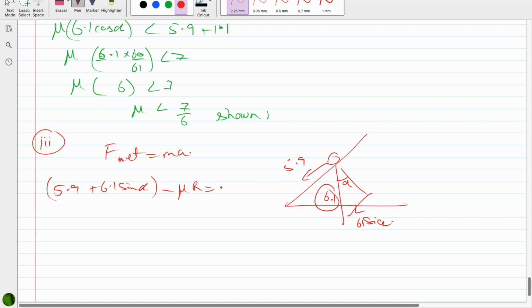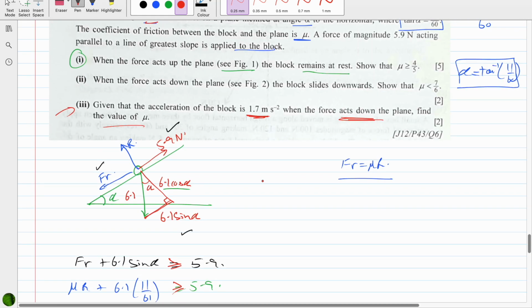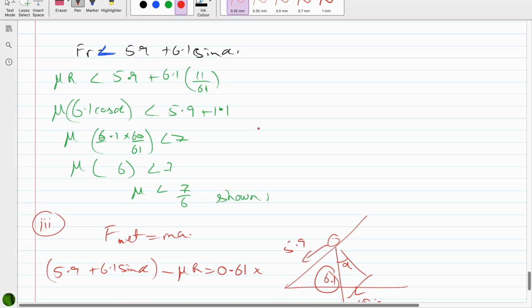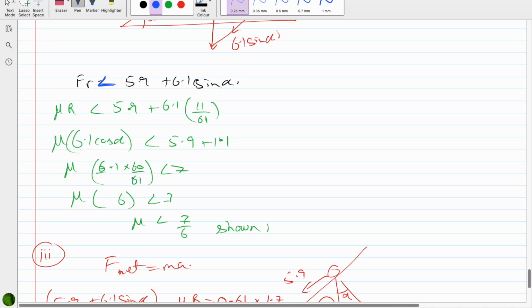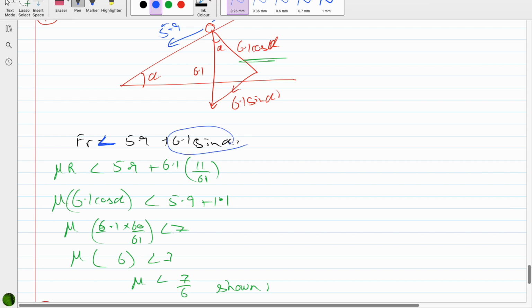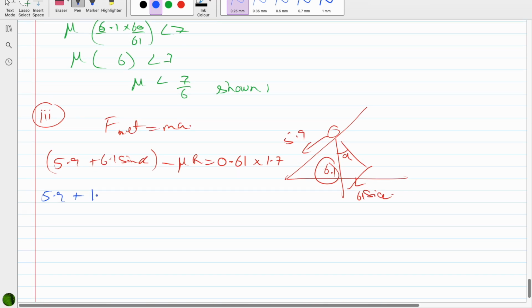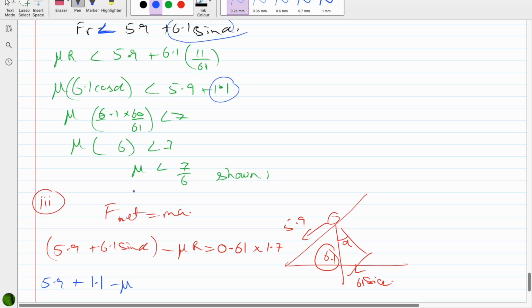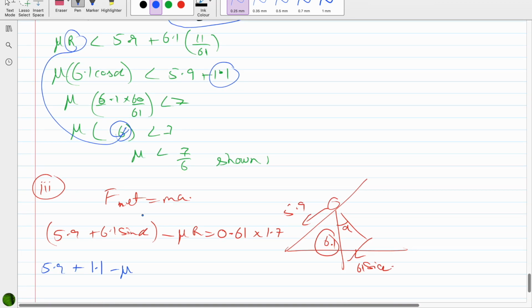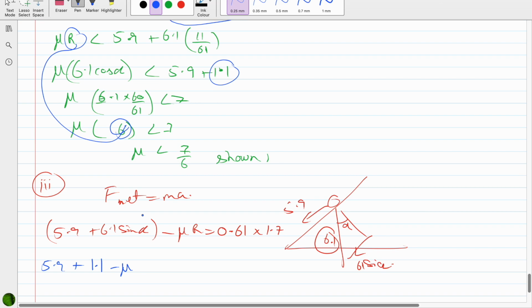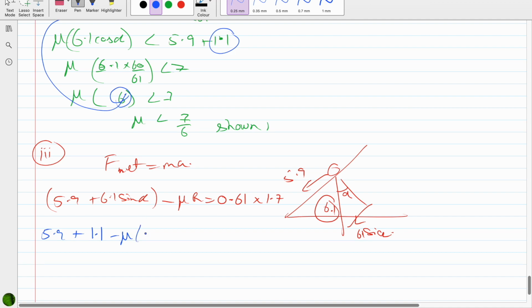Now if 6.1 is the weight, mass would be 0.61, and acceleration, what was the acceleration? It was 1.7. Acceleration is 1.7. The only unknown is R. So 5.9 plus 6.1 sine alpha. This 6.1 sine alpha is 1.1, minus mu into R. R all the way is 6, is equal to 0.61 into 1.7.